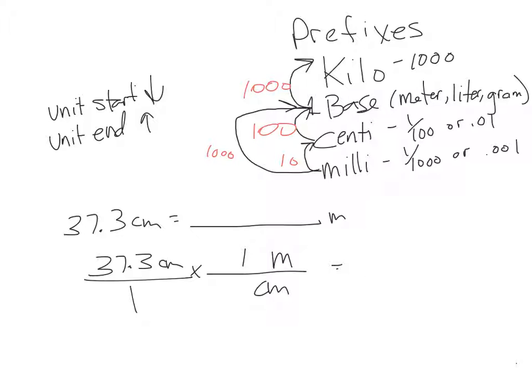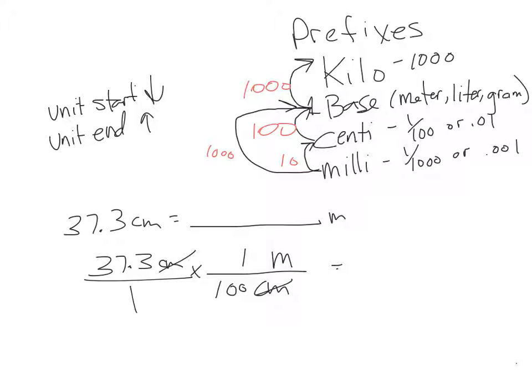Now the question becomes, how many centimeters are there in a meter? How many centas in a meter? Well, just look. How many centas are in the base unit of meter? 100 tells us there's 100 centimeters in a base unit of a meter. So we put 100 down here. Now, the centimeters is going to cancel centimeters because there's one on the top, one on the bottom.